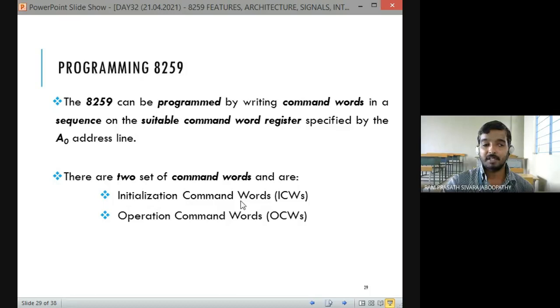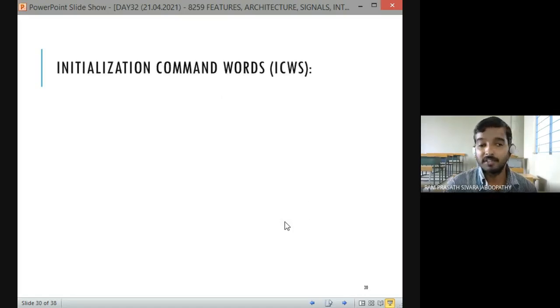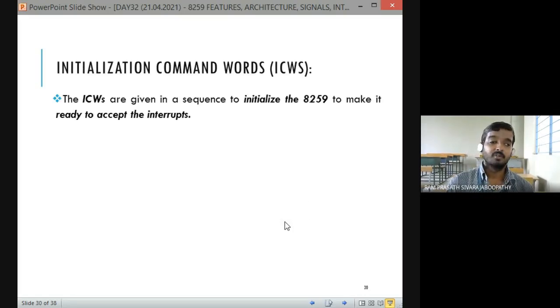Similarly, operation command word means at any point of time you can change the operation. For example, I can mask some interrupt and unmask some other interrupt. I can change the priority order. Those things can be done with the operation command words. First we will go with the initialization command words. These must be given in a sequence.